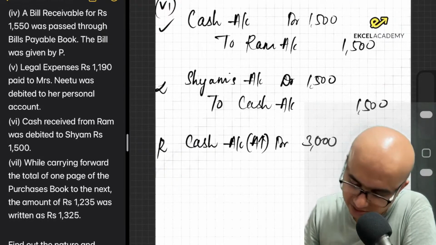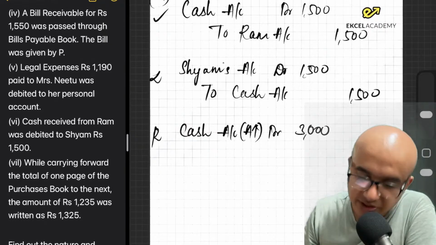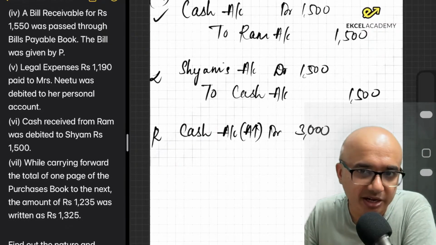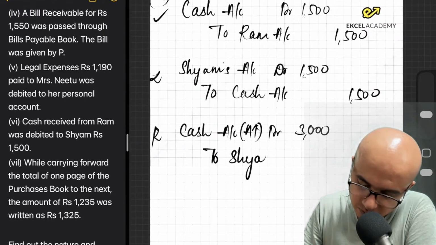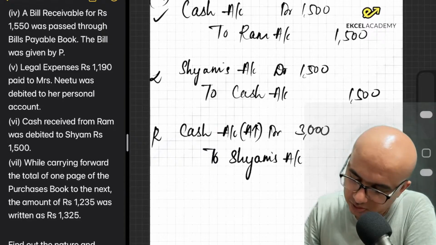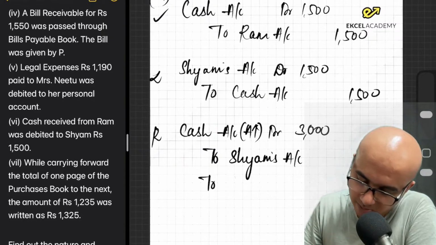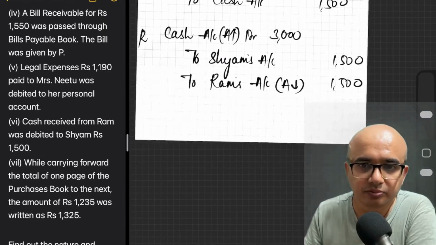So increase in asset. Then Sham's account has been incorrectly debited. Reverse it to Sham. 1500 to Ram. Give the correct credit. That's all.